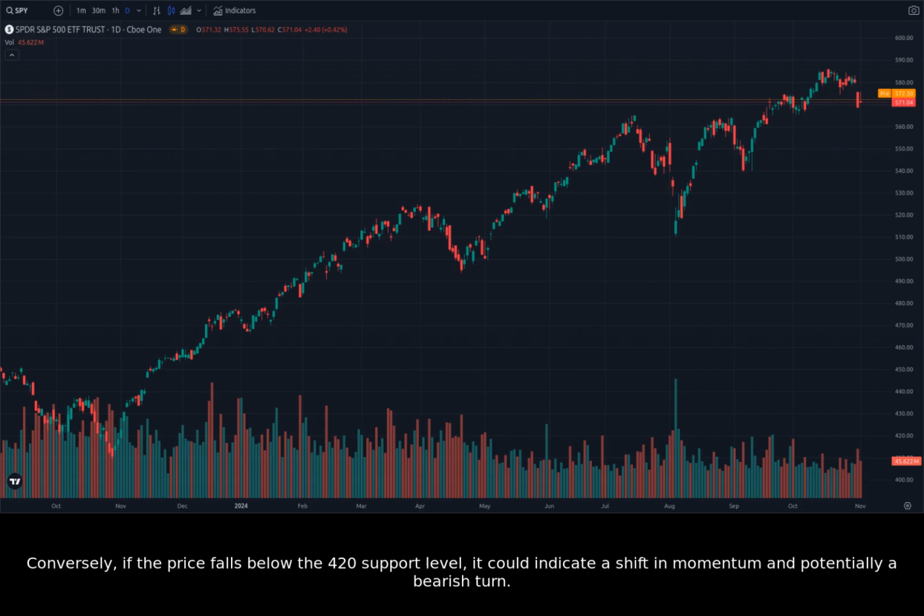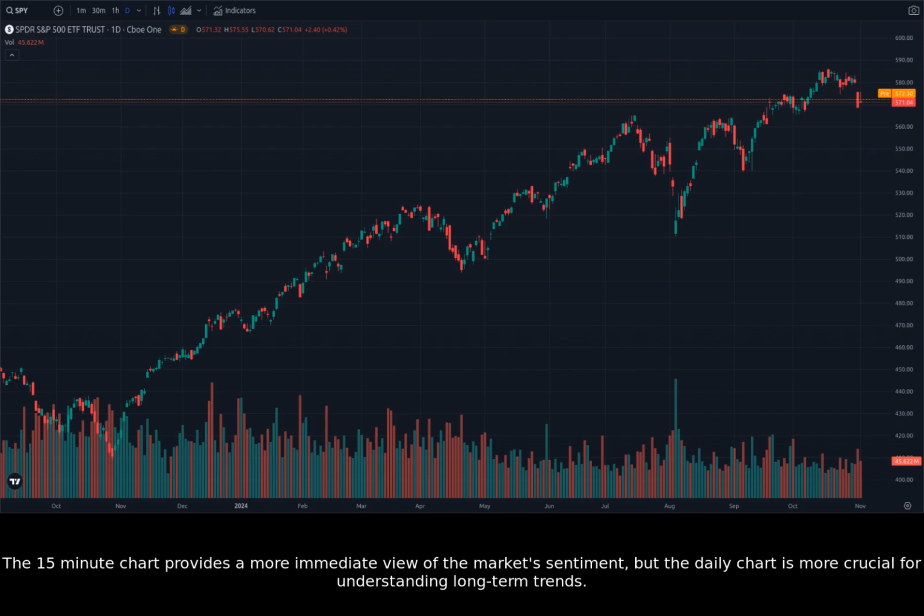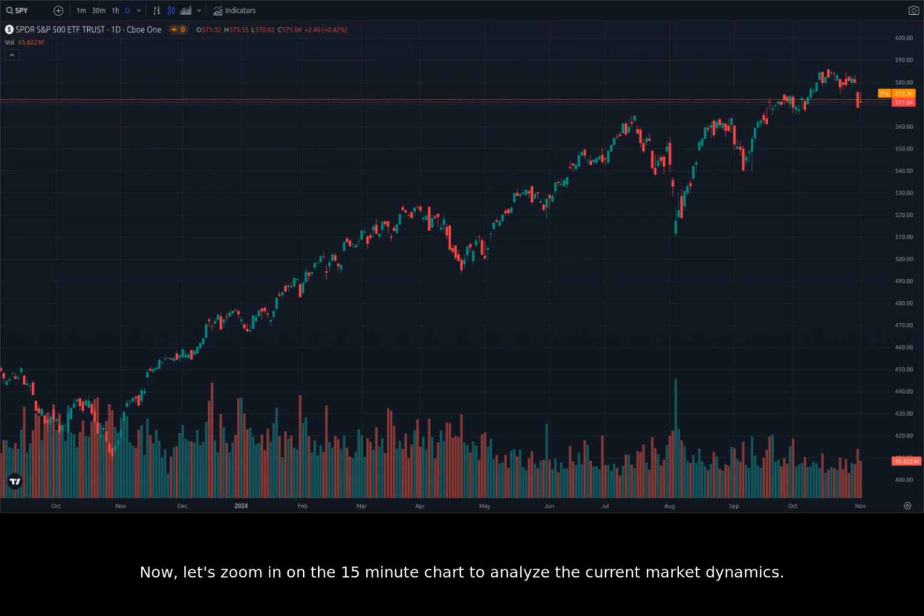Conversely, if the price falls below the 420 support level, it could indicate a shift in momentum and potentially a bearish turn. The 15-minute chart provides a more immediate view of the market sentiment, but the daily chart is more crucial for understanding long-term trends. Now, let's zoom in on the 15-minute chart to analyze the current market dynamics.